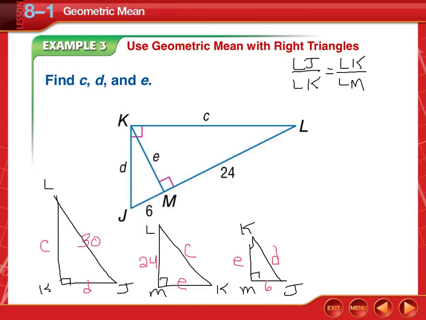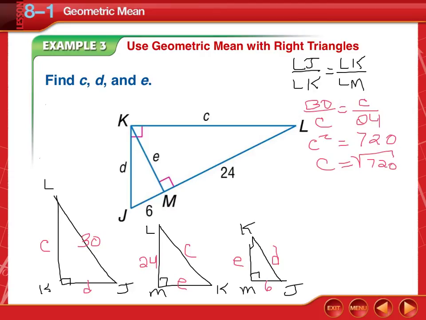Substitute in. So LJ is 30, and LK is C. LK in the medium triangle, the hypotenuse over here in the medium triangle, is also C, and LM is 24. So we can cross multiply, and we get C squared equals 720, and therefore C equals the square root of 720.